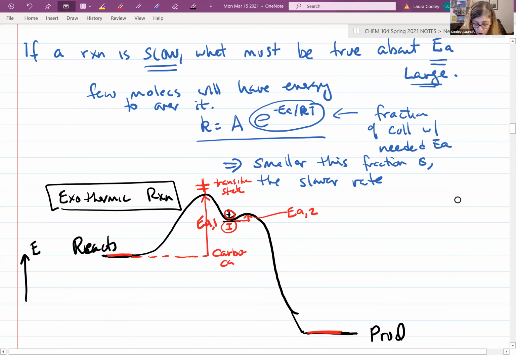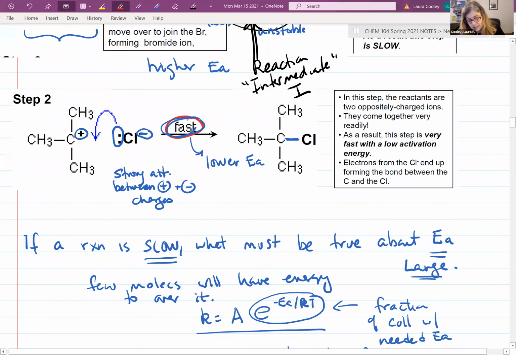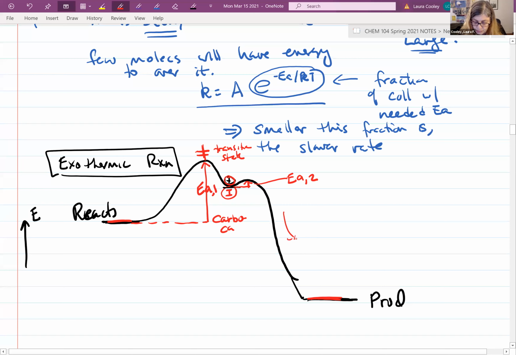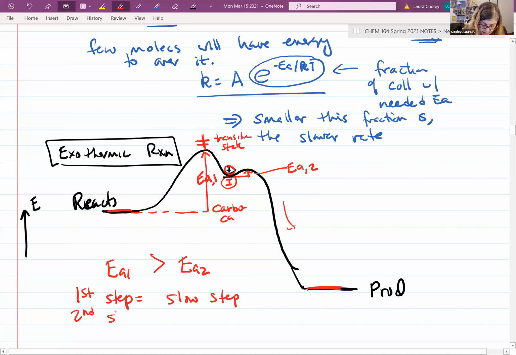And the reason I know it's small is because this is fast. So it has a lower activation energy. And finally, we go down to the products. So we form a reaction intermediate in this little valley, and then it's much easier to go from there to products because you don't need as much energy as for the first one, because the activation energy EA1 is greater than EA2. So that means the first step is the slow step. The second step is fast.